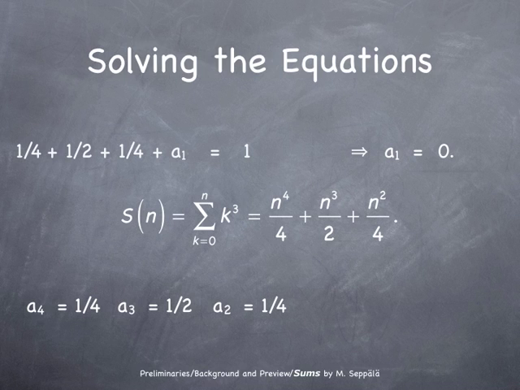We have solved a4, a3, a2, and a1, and also a0 right in the beginning. We got a4 equals 1/4, a3 1/2, a2 1/4, a1 0, and a0 0. So we conclude that summation k from 0 to n k cubed equals n to the 4th over 4 plus n cubed over 2 plus n squared over 4. This very nice formula came out of the fact that we simply use properties of the polynomial Sn.